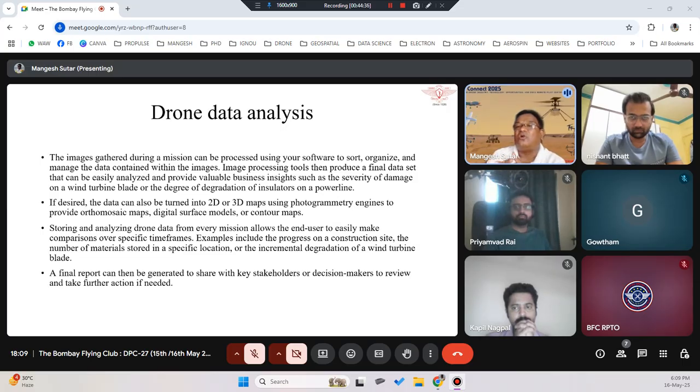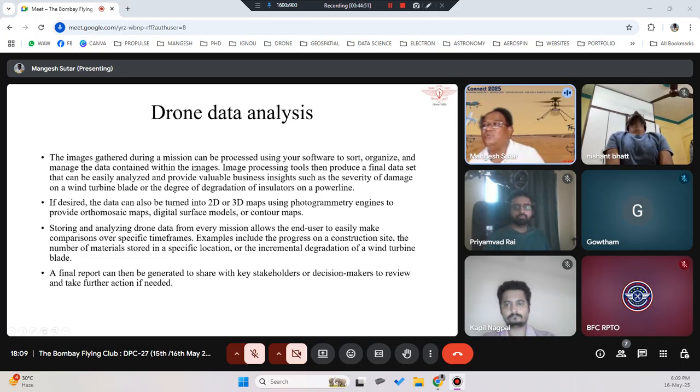So later on, we thought that it is not advisable to hold the data on one particular laptop or a drive. Rather, we should host it on some cloud. So we started uploading all the data on the cloud so that it can be accessible by various teams for their various activities. Okay, so image processing tools produce the final set of data.